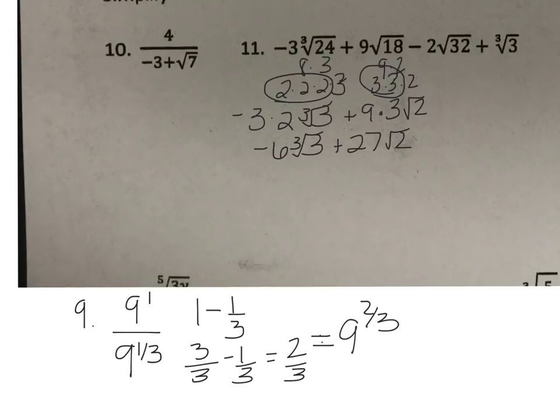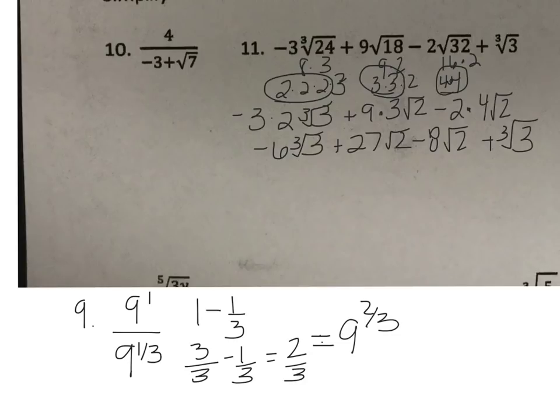32 is 16 times 2. Well, the square root of 16 is 4. That's 4 and 4. So there's my 2's, or my doubles. So minus 2 times 4 square root of 2. So minus 8 square root 2, and then plus the cube root of 3.